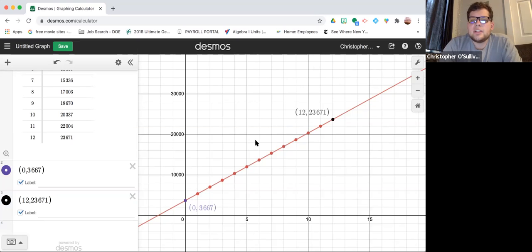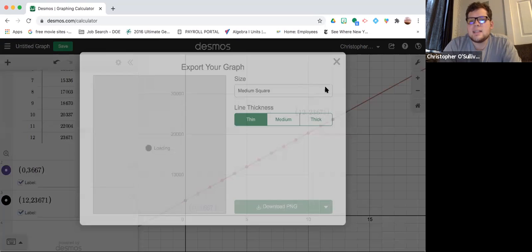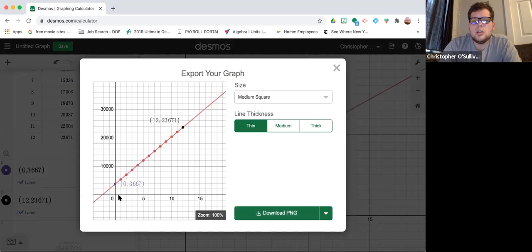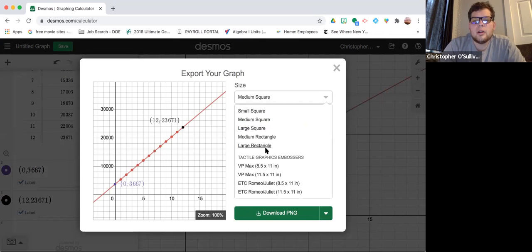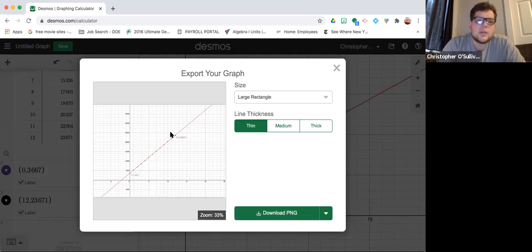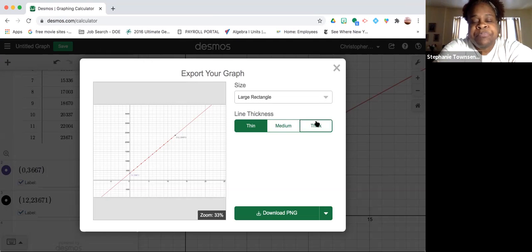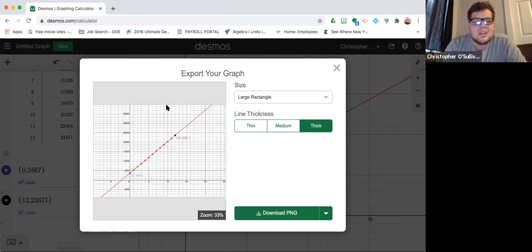And then you take a quick screenshot of this graph, just like this. Or if you want, you can hit save your graph and you can export it as an image. And it would look just like that. That's totally fine. Or you can do a large rectangle and that's totally fine. That's completely acceptable for what is needed for that part of the Google form, right, Ms. Townsend? That is correct. If you want, you can make the lines thicker. That way they're darker, but nothing crazy needs to be done.